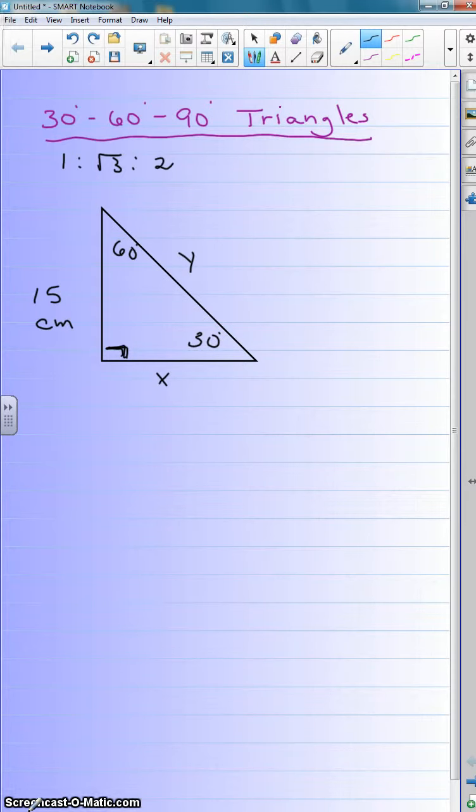This is a short video on solving 30, 60, 90 triangles. Remember that the 30, 60, 90 triangle is a special right triangle. The ratio of the sides of the triangle is 1 to square root of 3 to 2.